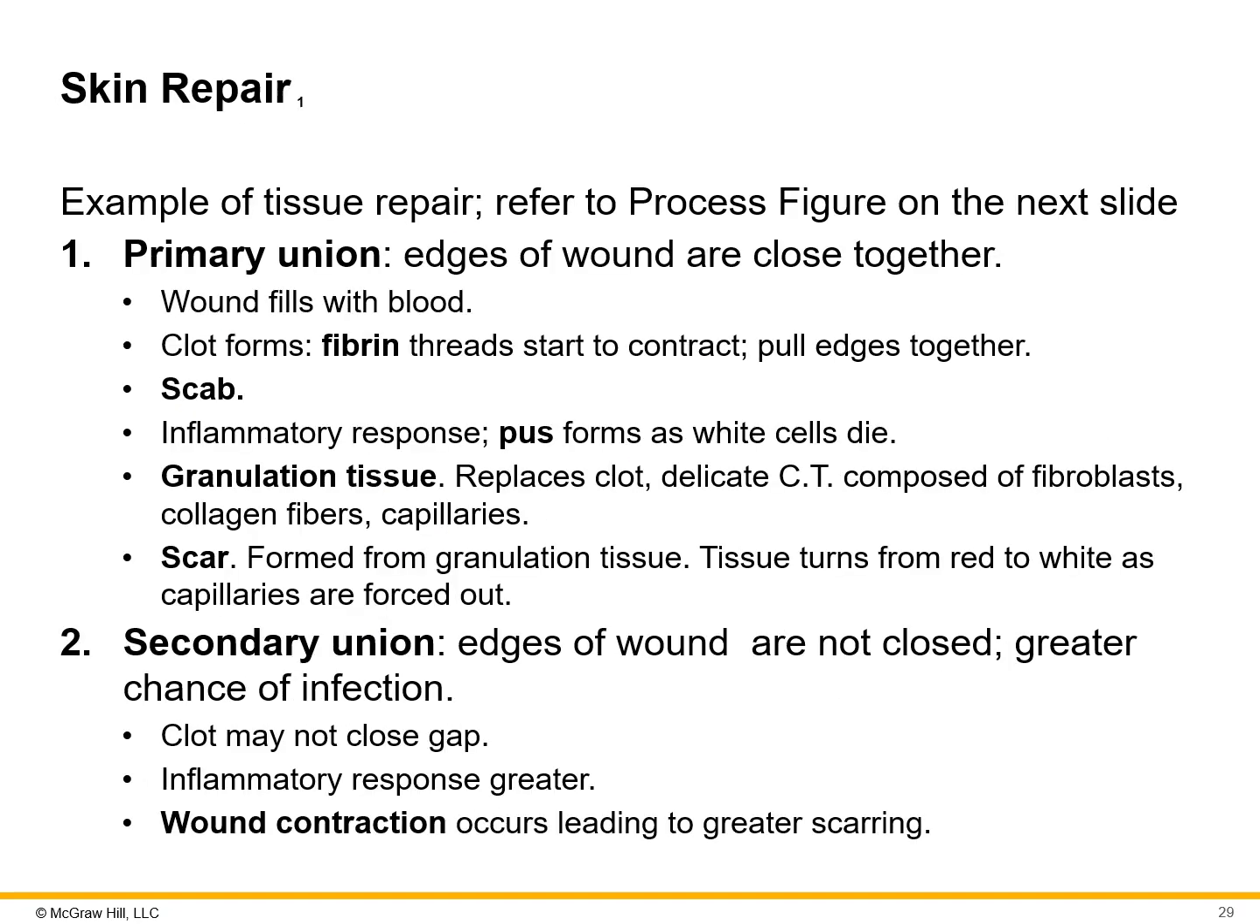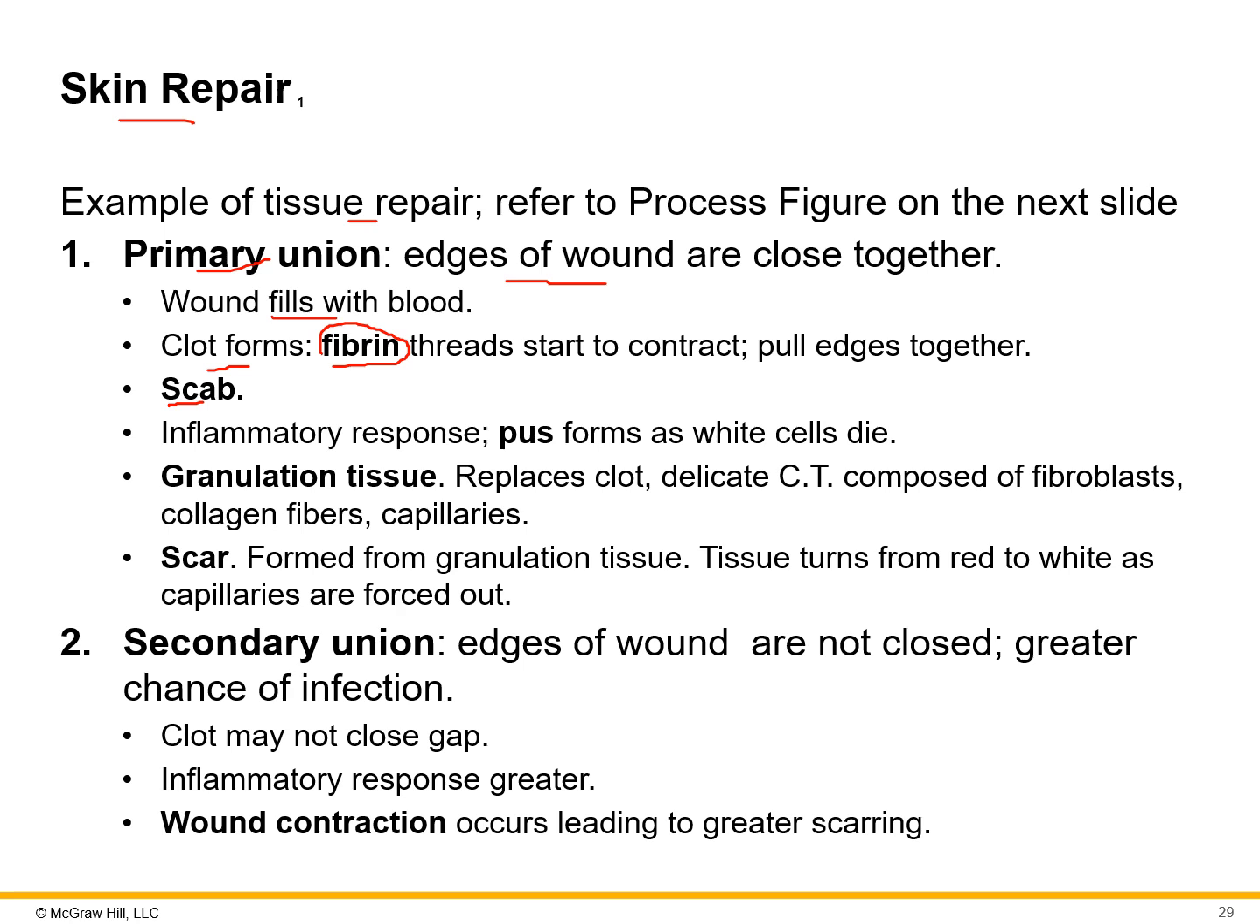So if we look at a few different types here, we have skin repair. Again, an example here of tissue repair. We'll come to the next slide, but first of all, we have primary union, and this is where the edges of the wound are closed together. So this is why sometimes stitches are needed. The wound fills with blood. It forms a clot using fibrin, which is a fiber. It forms that scab to help with the healing.